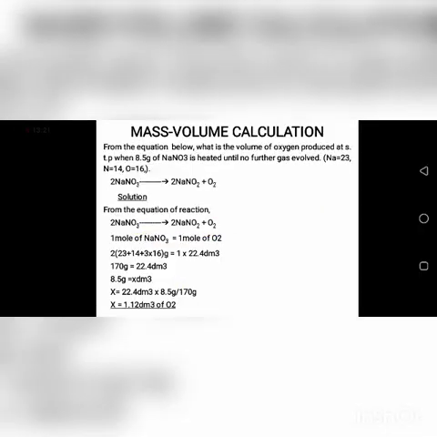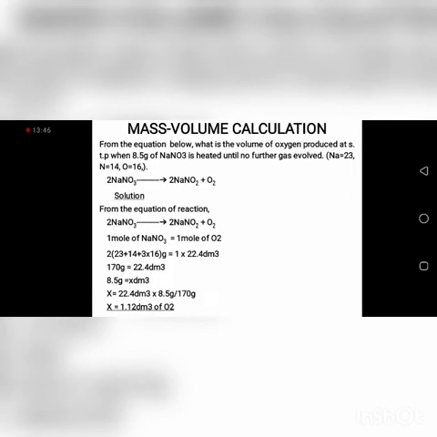Having understood that, now look at mass-volume calculation. The first one we looked at is mass-mole calculation. The next one is mass-mass calculation. This one is mass-volume calculation, whereby you may be given mass and you will be required to calculate the volume, or you may be given volume and you will be required to calculate the mass, vice versa. Any one can be asked. So let us look at the example here.